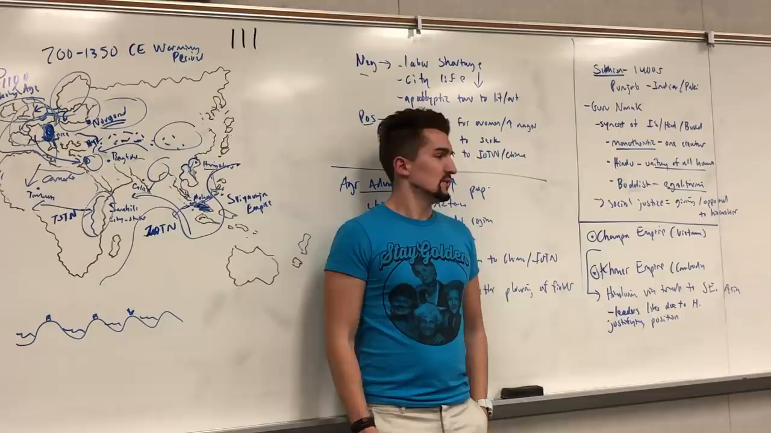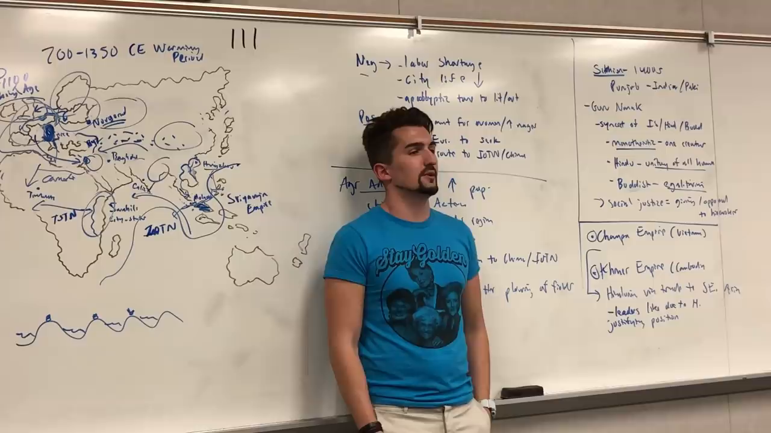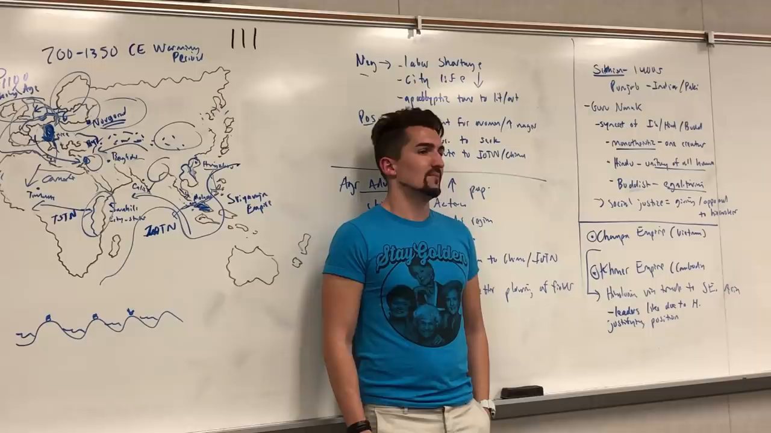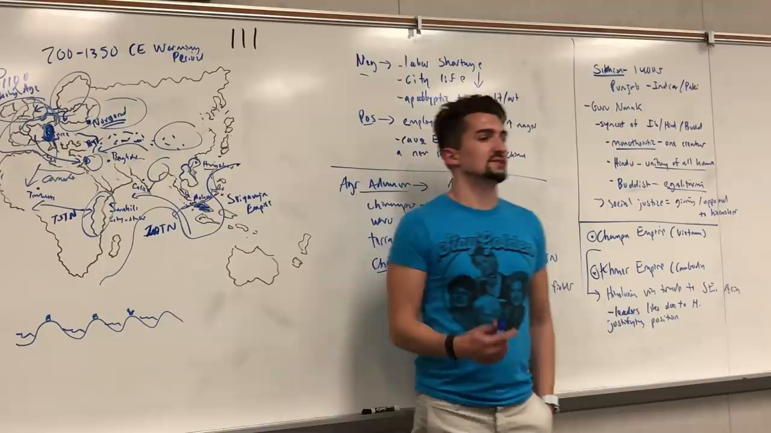So, Ramin, why do Khmer and Champa leaders like this Hinduism so much? Sorry, I fell asleep. I know. That's why I called on you. Somebody tell them. They justify their power. Justify their power. How does Hinduism justify their power? The caste system. Yes, the caste system, right? That's what those castes are for. They're born into it and they're destined to rule and stay there.